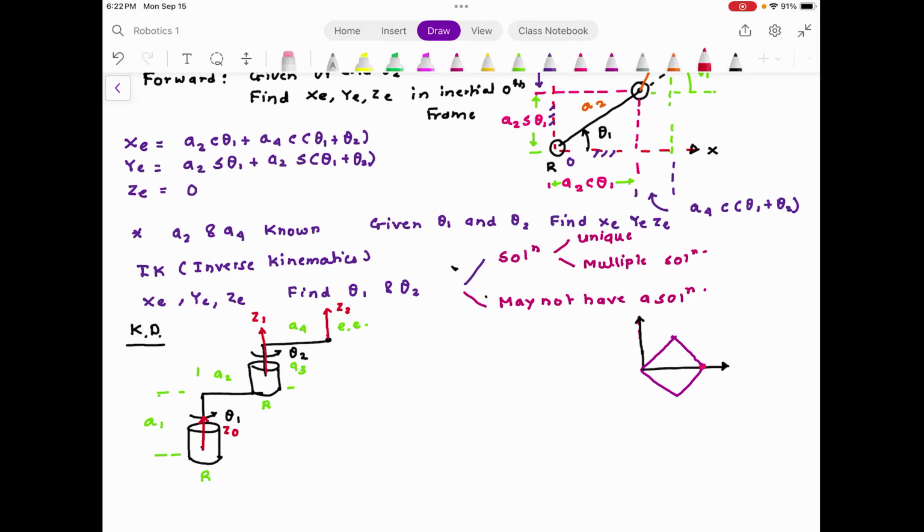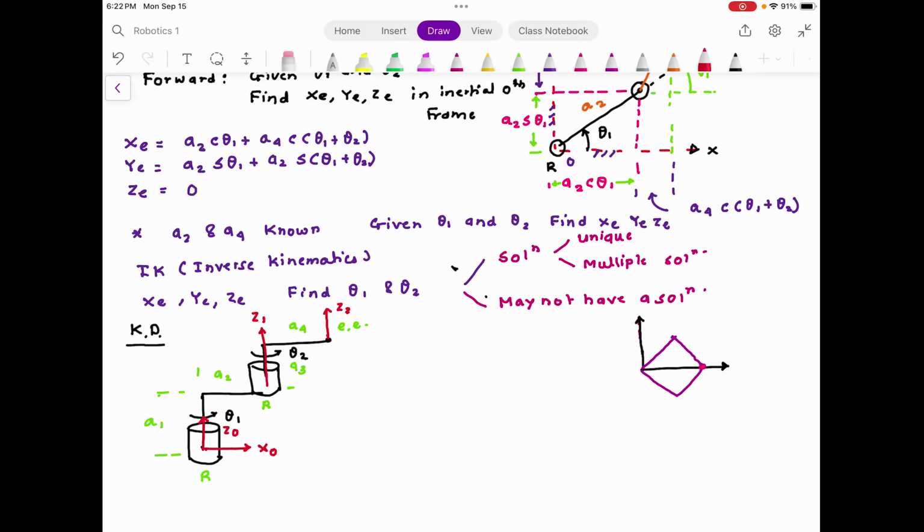The x-axis should intersect the previous z-axis. If you look at the first revolute joint, there is no revolute joint before the first revolute joint. So I would assume my z-axis and my x-axis, x0, to be like this. Doesn't matter whatever orientation you choose, that's totally fine.